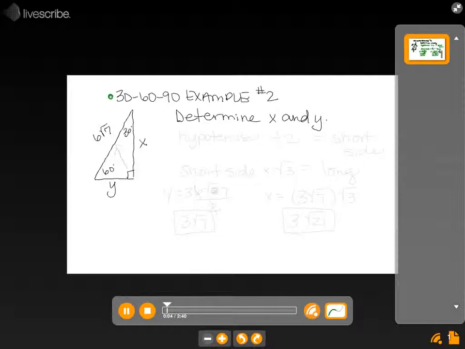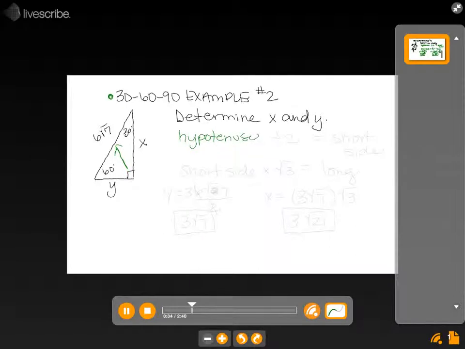Okay, this is an example of a 30, 60, 90 triangle, and it says to determine x and y. Well, we need to figure out whether we're given the short side, the long side, or the hypotenuse. Now, the short side is across from the 30-degree angle, the long side is across from the 60, and the hypotenuse is across from the right angle, the 90 degrees. If we look at our picture, our side is across from the right angle, which means we're given the hypotenuse.